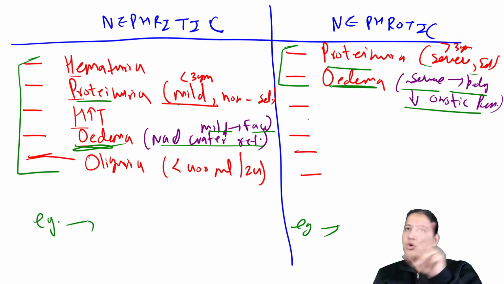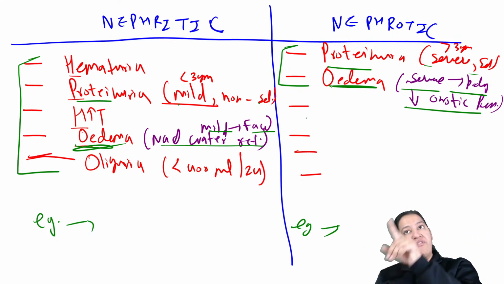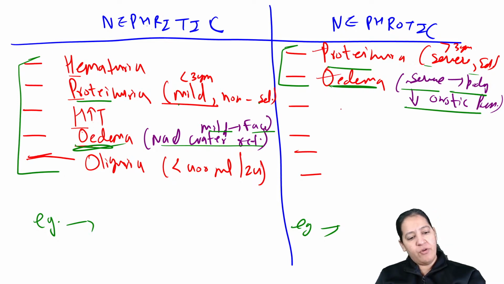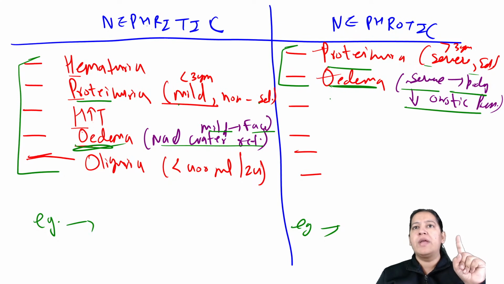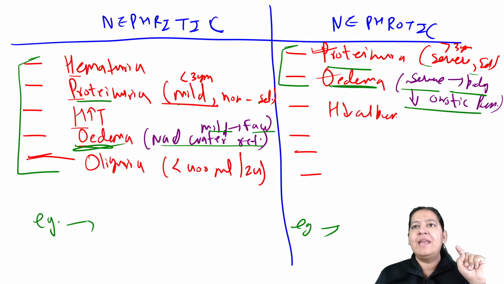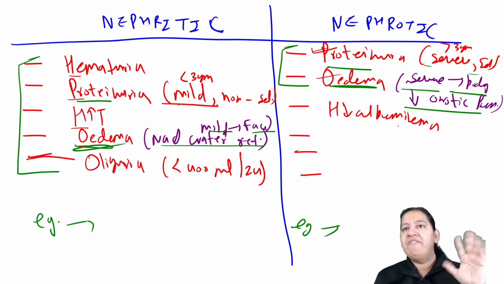What are the other 4? The 2 common are done. What are the other 4 findings in nephritic? Let me finish nephritic. We are done with proteinuria. We are done with edema. What are the other 4 findings? Because of proteinuria, all the protein is excreted in urine. So there is hypoalbuminemia.